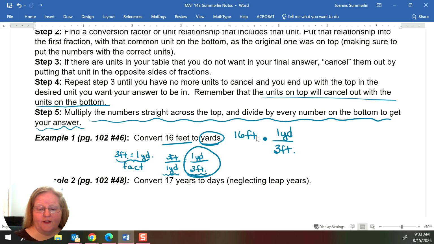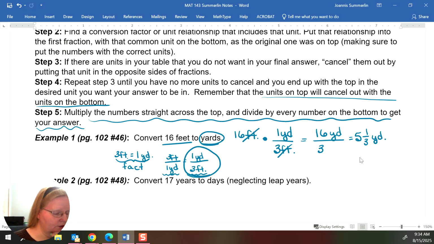Now that we have our feet on top and our feet on the bottom, I can cancel those out. Which means that I can multiply across the top and divide by what's left on the bottom. That's what it says. Multiply the numbers straight across the top and divide by every number on the bottom to get your answer. 16 times 1 is 16 yards, because that's what's left on top, divided by 3. 16 divided by 3, that's 5 1/3 yards.